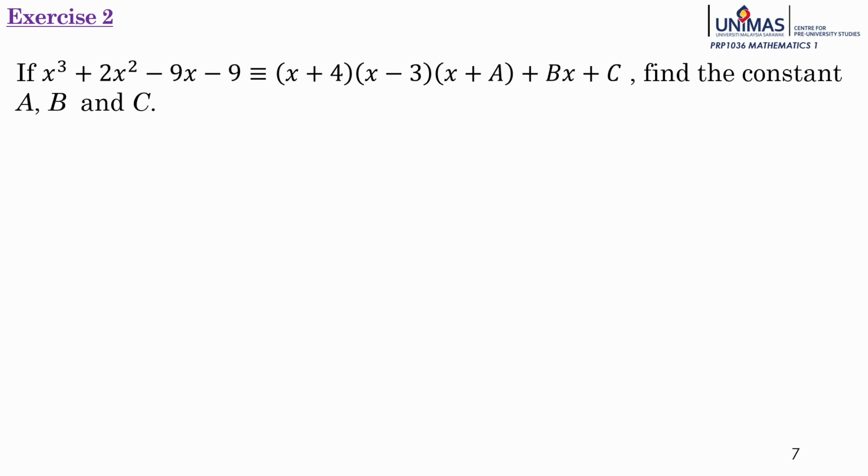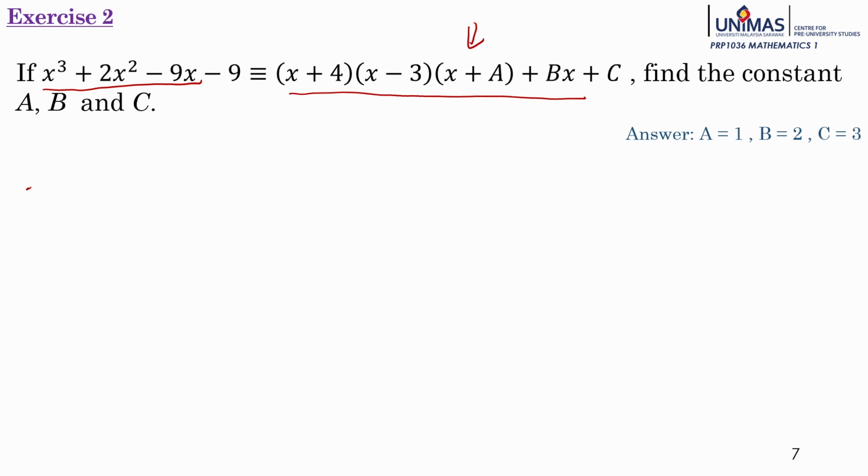Now let's see exercise 2. Okay, x cubed plus 2x squared minus 9x minus 9. Similar to exercise 1 before this, this polynomial is equal to this one. So what you have to do is expand this one first, and then you compare. So I give you the answer here.